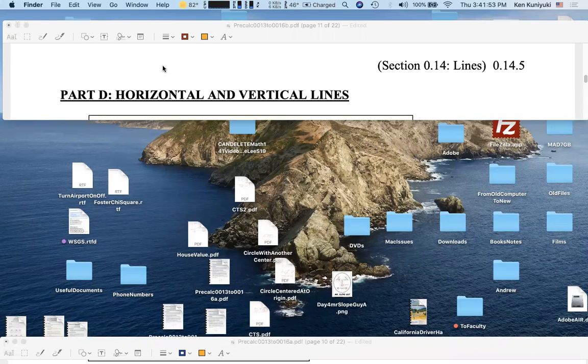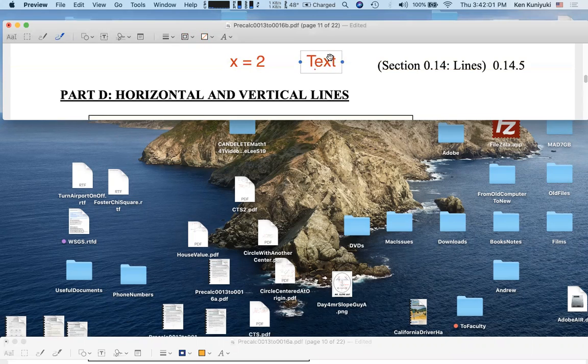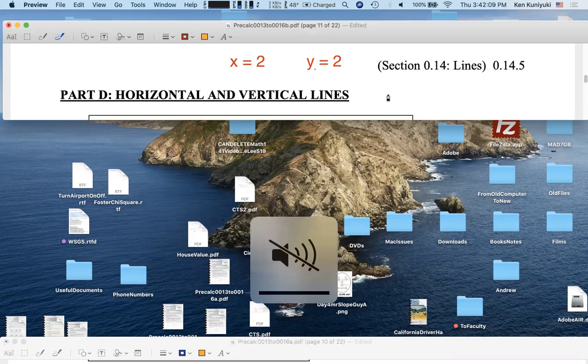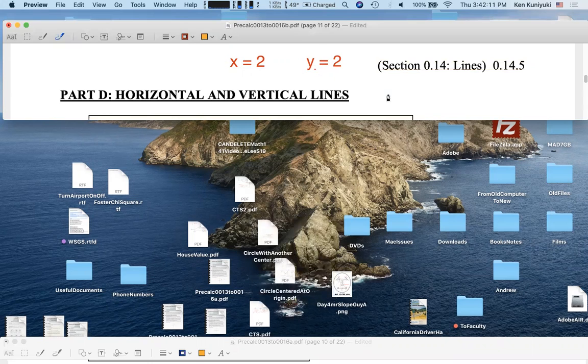Hi, everyone. Question. How do you graph x equals 2, and how do you graph y equals 2? Use the basic principle of graphing. I'll give you a hint.